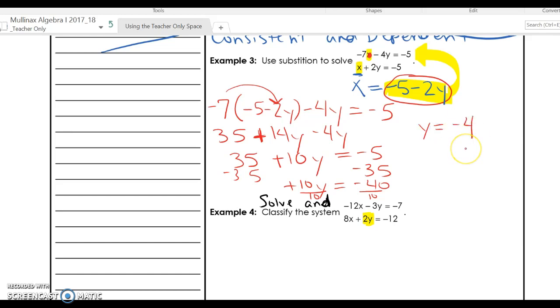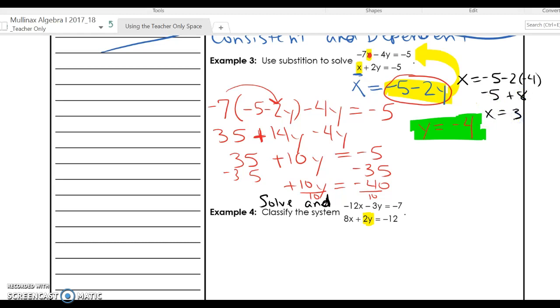If y equals negative 4, I'm going to go back and use that in, really, I can use any one of these three equations. Again, if I plug it into all three, I should get the same x value. So if I substitute negative 4 into the one that already says x equals negative 5 minus 2 times negative 4, negative 5 plus 8, x equals 3.